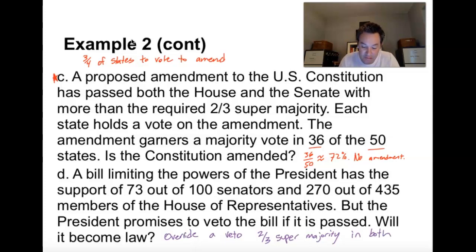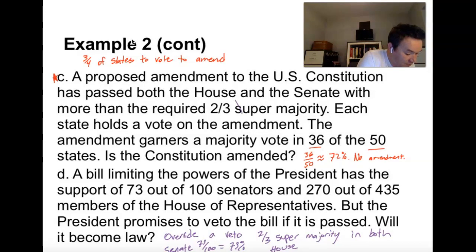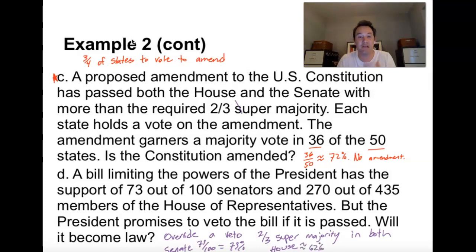So let's see what we have. 73 out of 100 for the Senate. That'll do it. That's 73%. So that's more than 2/3, which is about 67%. In the House, we have 270 out of 435, which is only 62%, which is not going to be enough to override a presidential veto. So will the bill become law? The answer is no.